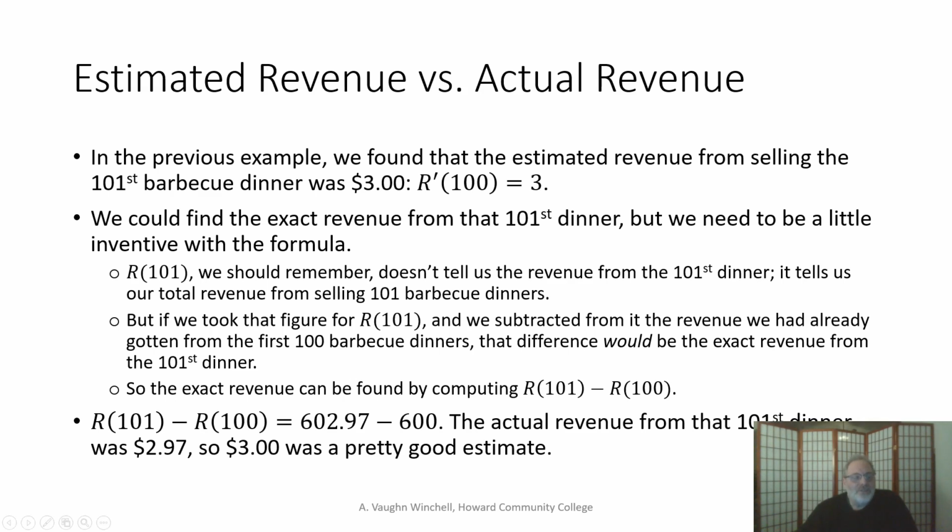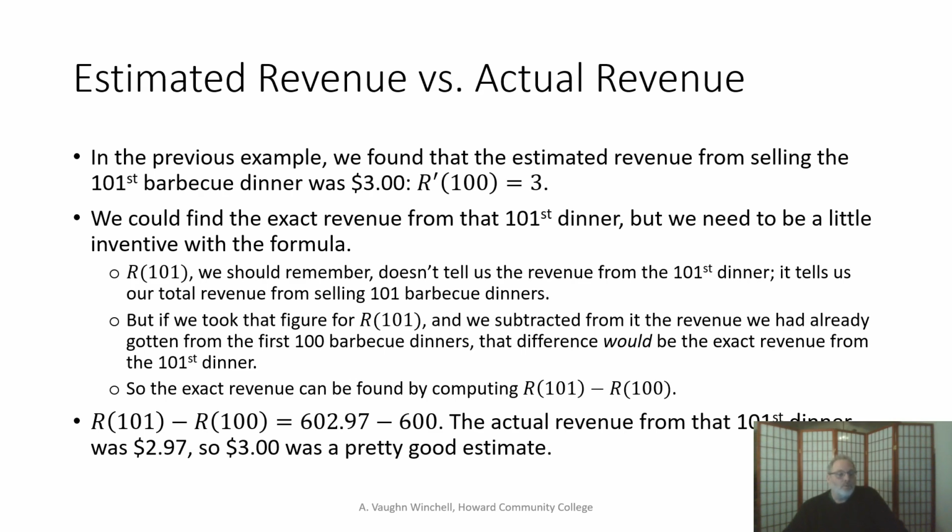If I take that figure for R of 101, the revenue from selling 101 dinners, and I subtract out R of 100, that's the revenue from selling the first 100 dinners, the difference will be the revenue from that last dinner, the 101st. So here's how I find the exact revenue. The actual revenue is R of 101 minus R of 100. Trust me on this. I plugged the numbers in, I did the math.